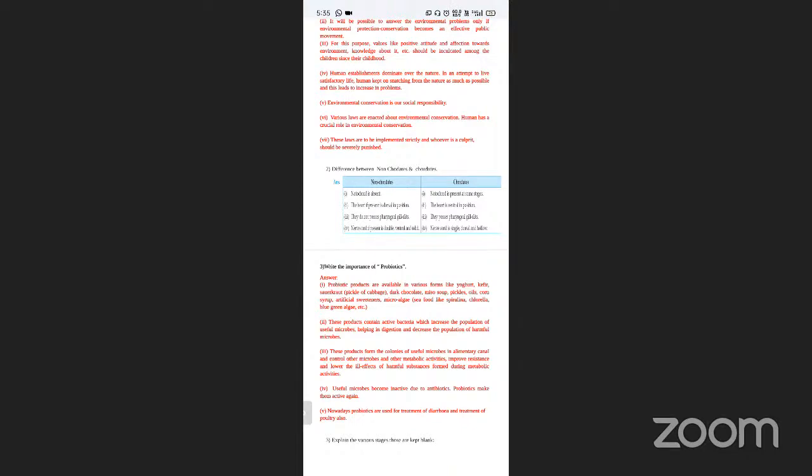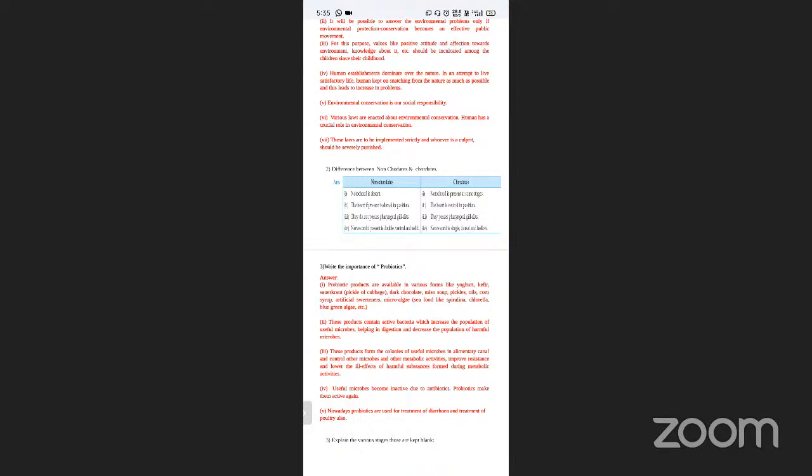For this difference between chordates and non-chordates, you have to remember that non-chordates do not contain the notochord, whereas the notochord is present at some stages in case of chordates. Second point, in non-chordates, the heart, if present, is dorsal in position, whereas in case of chordates, the heart is ventral in position. Third point, non-chordates do not possess pharyngeal gill slits, and chordates possess the pharyngeal gill slits.